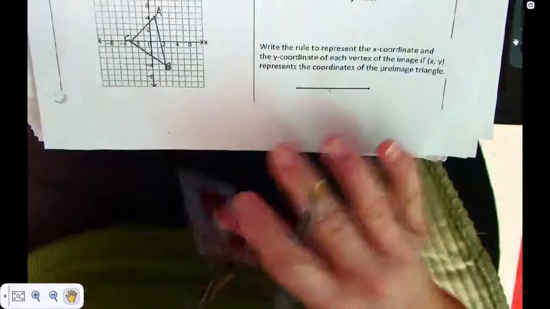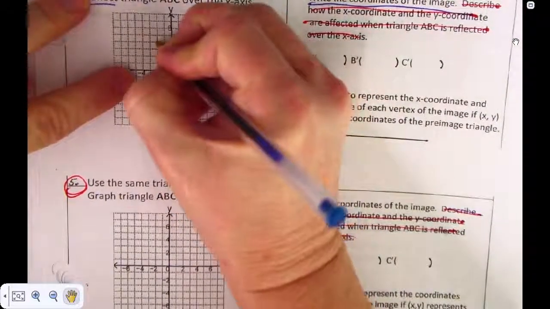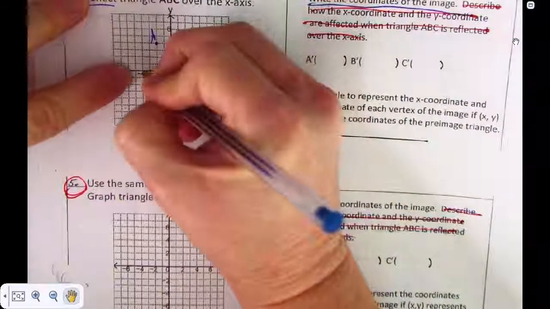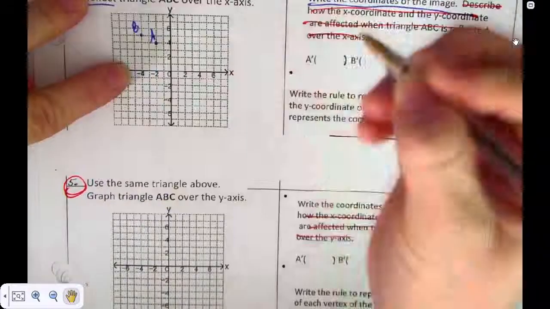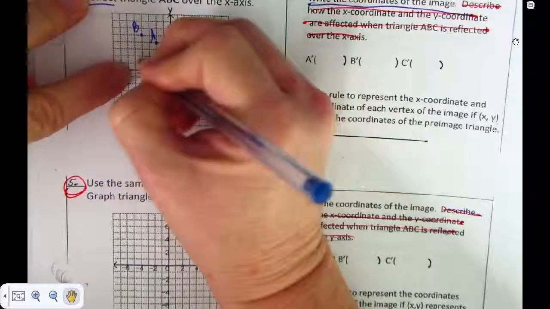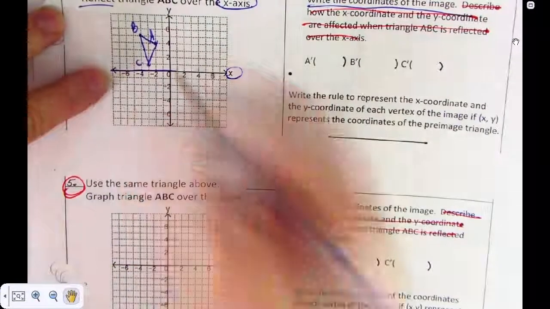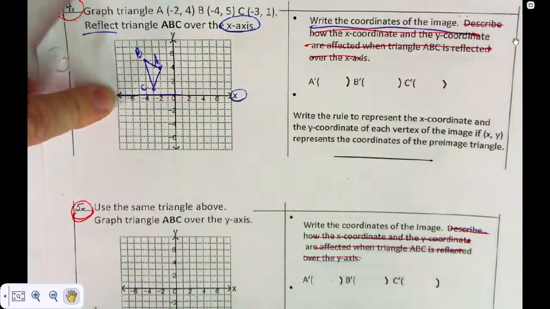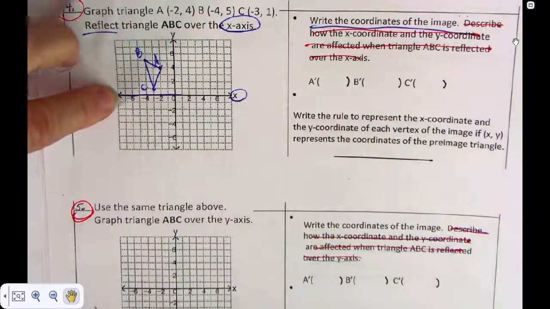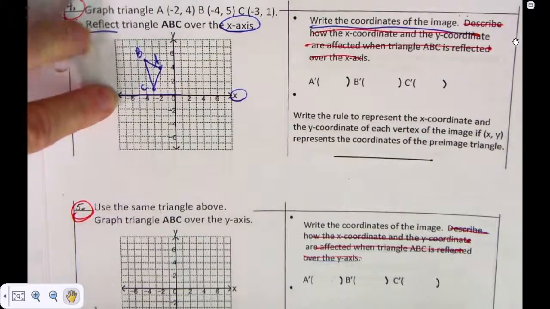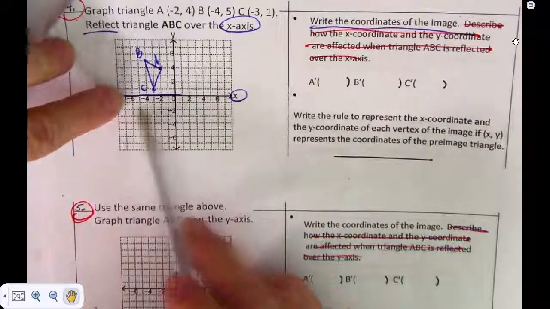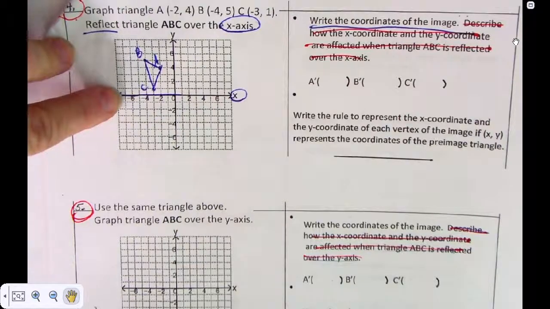Okay, number 4. You're going to graph -2, 4 is A, -4, 5 is B, -3, 1 is C. And guys, some of you didn't label. We're going to reflect it over the x-axis. Some of you went over the y. Remember I told you to be careful, that's where kids made a mistake. And guess what? You weren't careful. You didn't do what I said. Circle the X, draw your line on X so you would go over the right road.